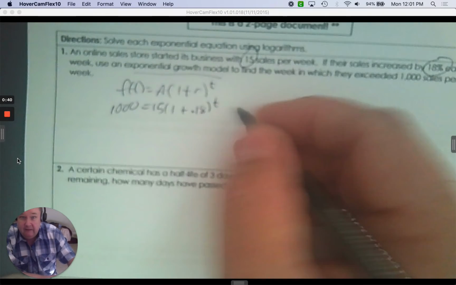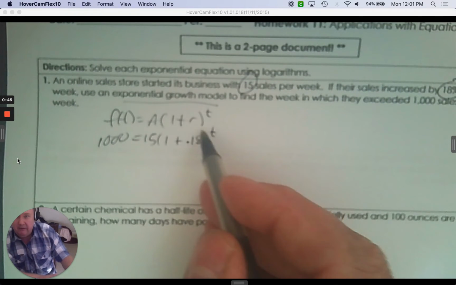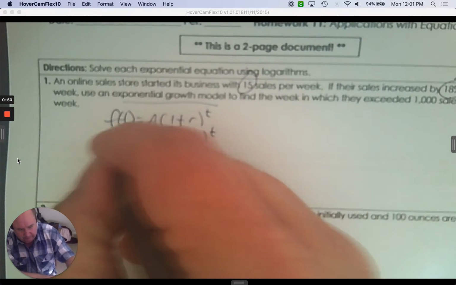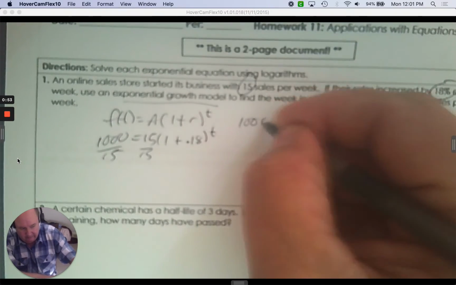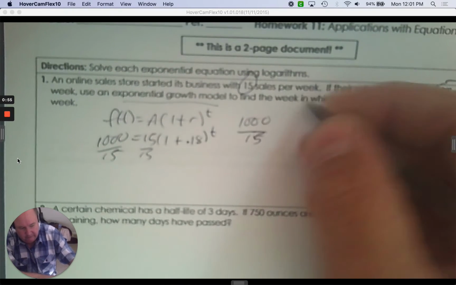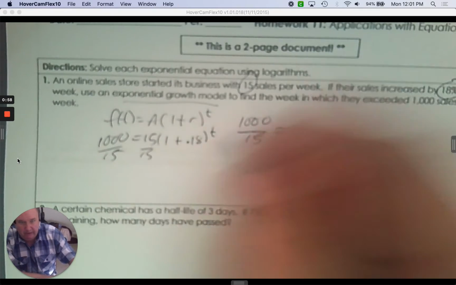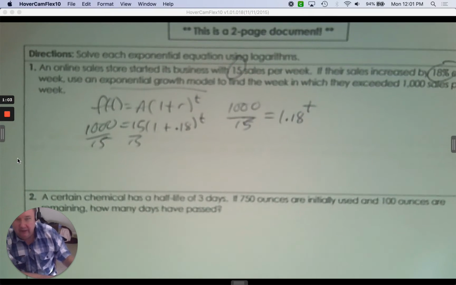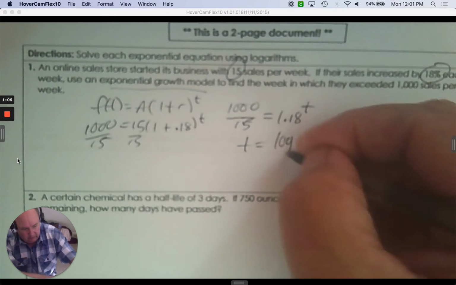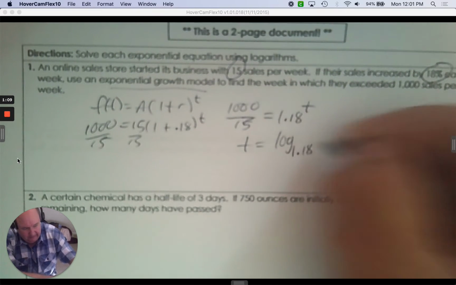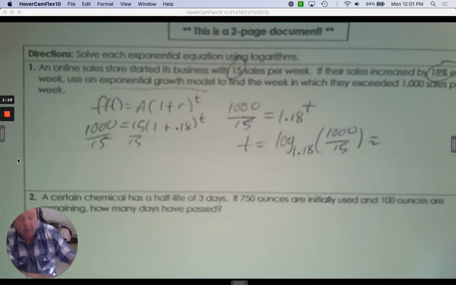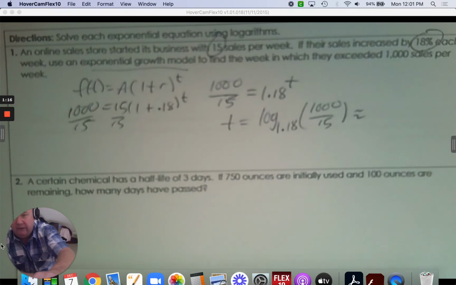So we're filling in. These questions we're either going to be solving for time or for a rate. So I need to have the algebra ability to simplify this and solve for t. So divide by 15. I'm just going to leave it that way. So 1,000 divided by 15. 1 plus 0.18 is just 1.18. And then I need to write this exponentially. So the exponent is t. The logarithm has a base of 1.18, and then inside the logarithm is 1,000 divided by 15. And then we'll write a simple sentence. All right, so let's go to the calculator together.